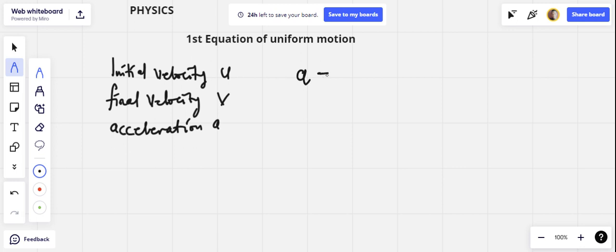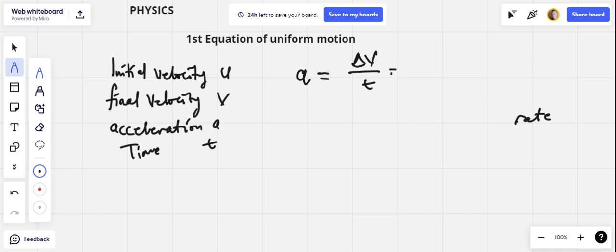So from the definition of acceleration, acceleration a is defined as the rate of change of velocity. Whenever you hear the word rate, rate means that time t is involved. So the rate of change of velocity means at what rate and at what time interval does the velocity change. So acceleration is defined as the rate of change of velocity, that's change in velocity over time.